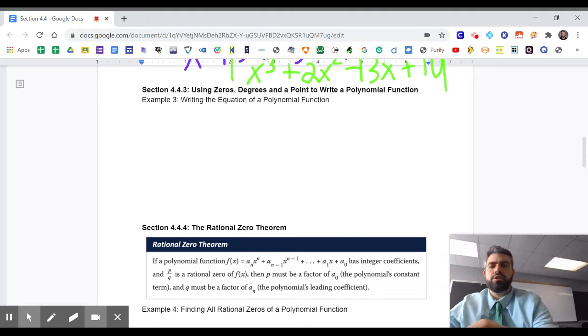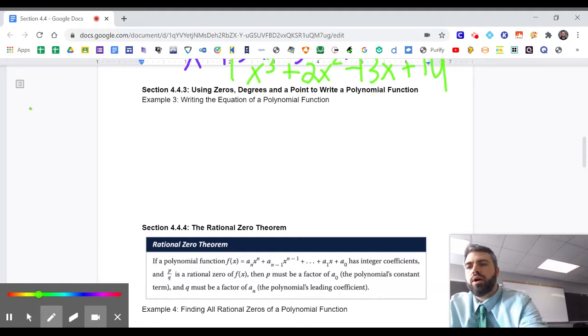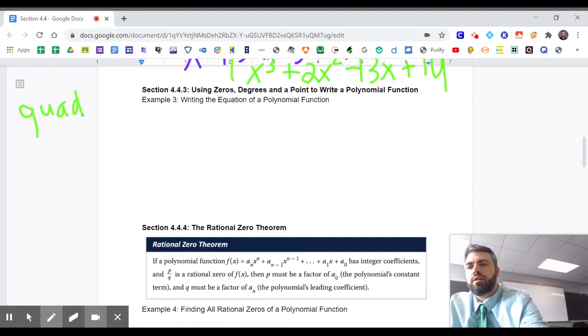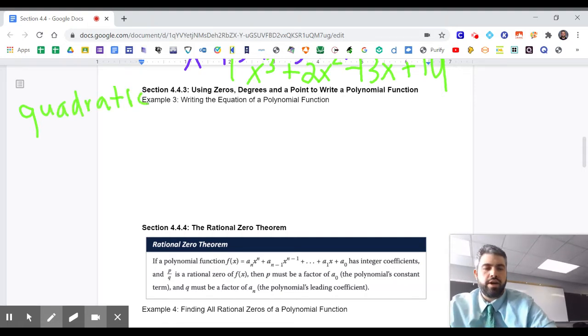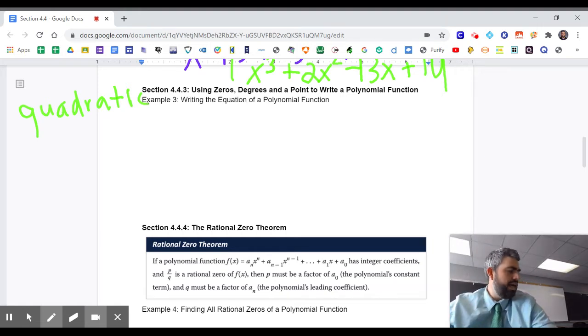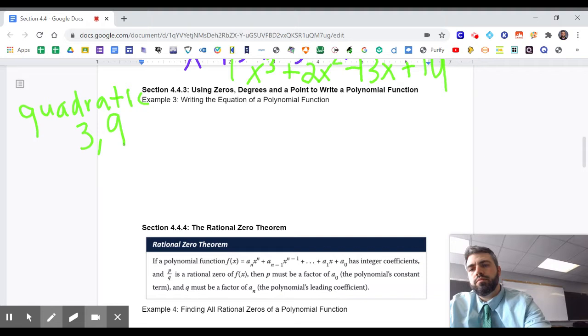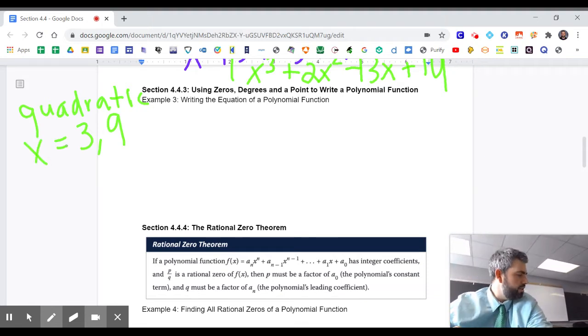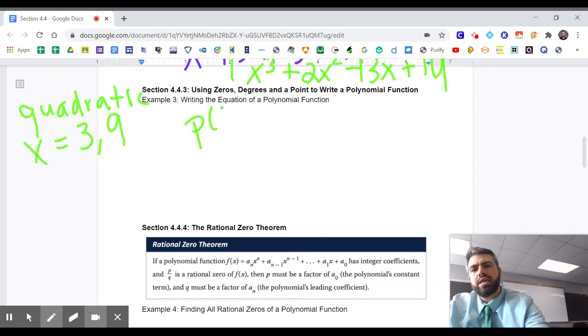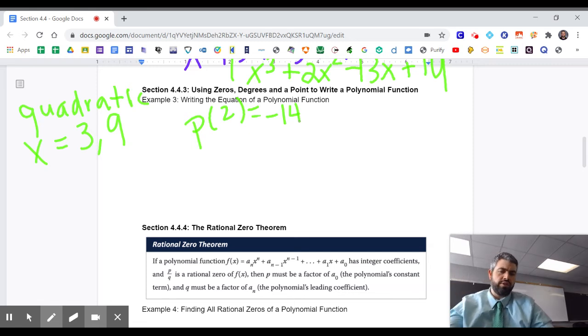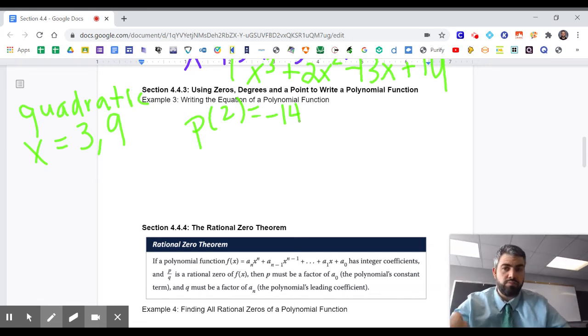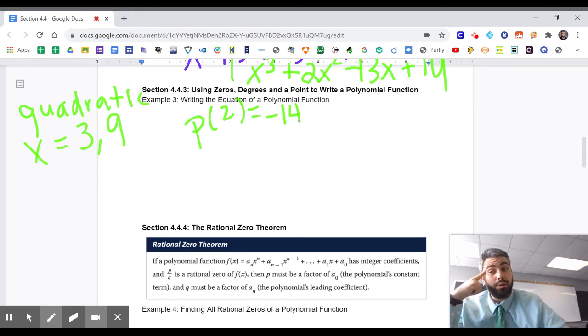Okay, so let's look at one. All right, so we're looking at a quadratic. Okay, so we remember quadratic. We want it to have zeros of 3 and 9. So x equals 3 and x equals 9 are zeros. And then the last thing we know is that p of 2 equals -14. Okay, so all three of these things are going to help me write some function p of x, right? We know it's p of x because p of 2 is -14. We know that the zeros are going to be 3 and 9. And then we also know that when I put 2 in, I should get -14.